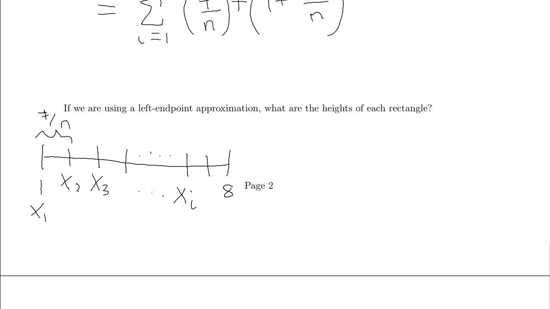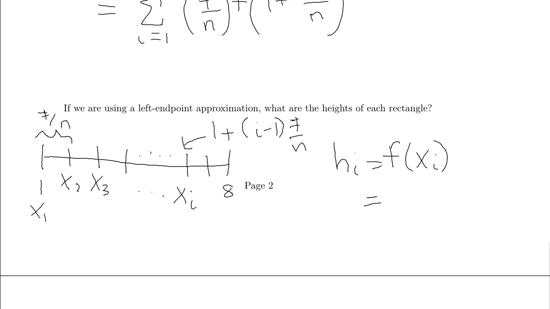So xi is actually going to be 1 plus i minus 1 times 7 over n. You always go 1 less because we actually started at the left endpoint this time. So that means that our ith height, hi, which is always going to be f at xi, is equal to f of 1 plus i minus 1 times 7 over n. We're taking that x value and plugging it into our function to find the y value.